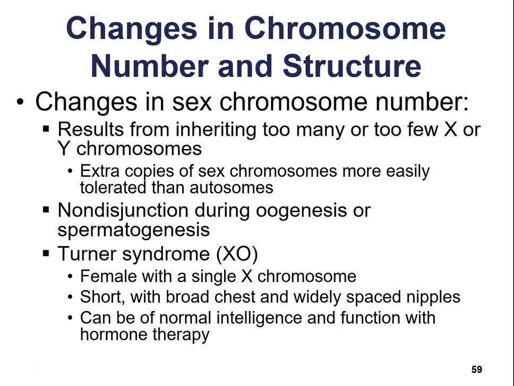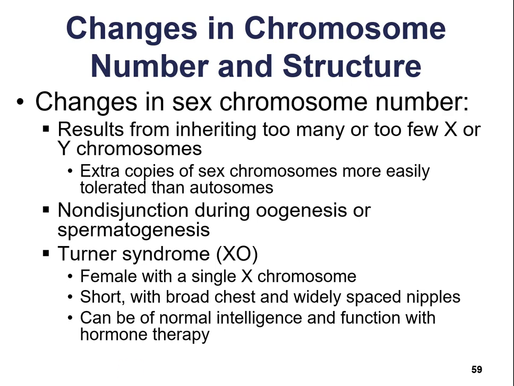Because again, having an extra chromosome, especially an extra autosome, is going to be very dangerous, okay? However, if you have changes in the sex chromosomes, okay, it's more tolerable, because there are not as many genes there, I guess, if you want to think of it that way. Okay, so this results from inheriting too many or too few X or Y chromosomes. Again, extra copies of the sex chromosomes are definitely more tolerable than those autosomes. And again, this is going to happen because of non-disjunction.